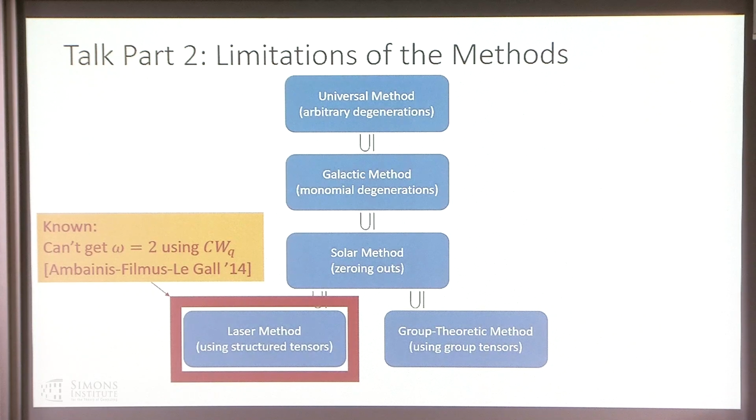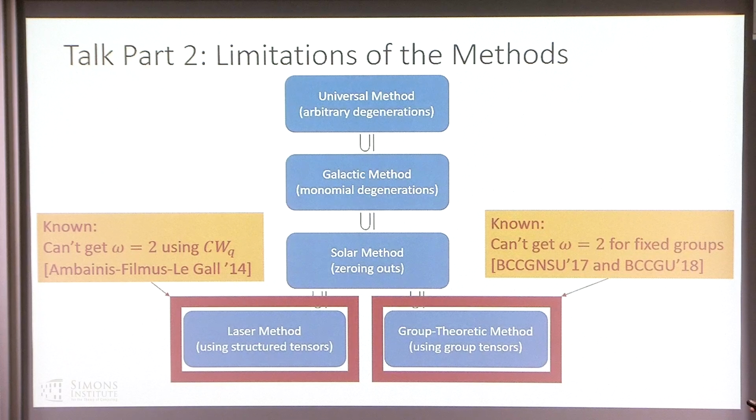All right, so we had this, but it was restricted to these types of methods. Now, it's also known that if you pick any fixed group and you apply the group theoretic method, you also do not get omega equals 2. This was by Blasiak, Church, Cohn, Grochow, Naslund, Sawin, and Umans. So what do you mean by fixed groups? I'm going to elaborate on this. You could take some group and analyze it and its tensor powers, and then you will not get omega equals 2.